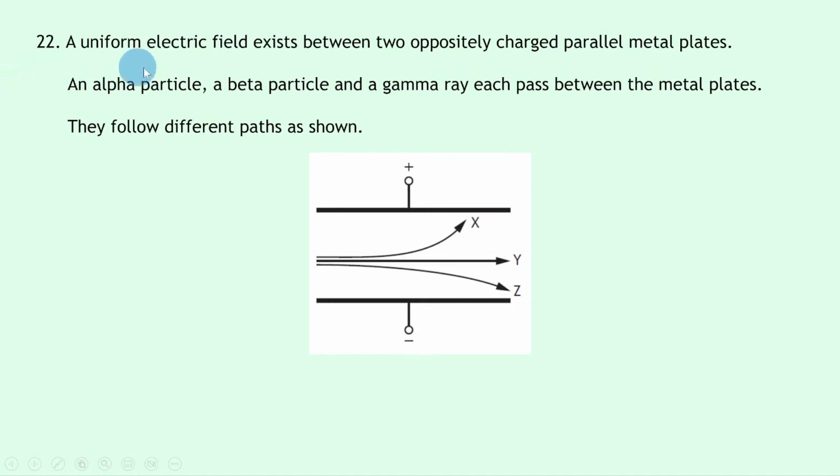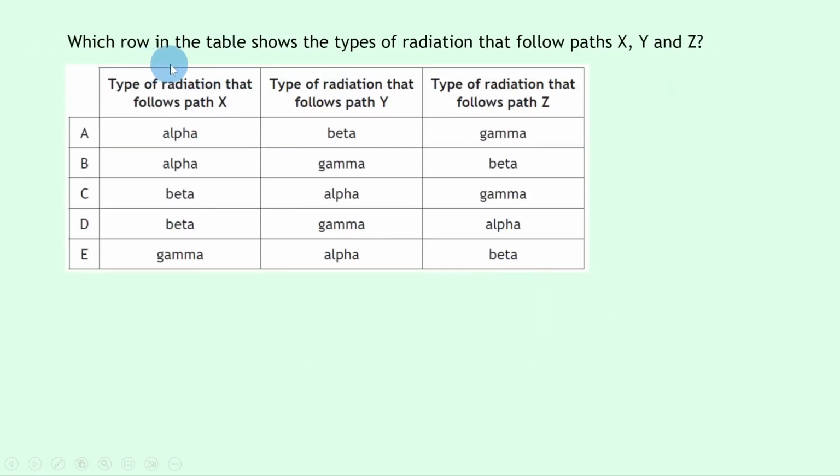Question 22 says a uniform electric field exists between two oppositely charged parallel metal plates. An alpha particle, a beta particle, and a gamma ray each pass between the metal plates. They follow different paths as shown. So you've got X curving up towards the positively charged plate, Y going straight through, and Z curving downwards towards the negatively charged plate. Then it says which row in the table shows the types of radiation that follow paths X, Y, and Z.